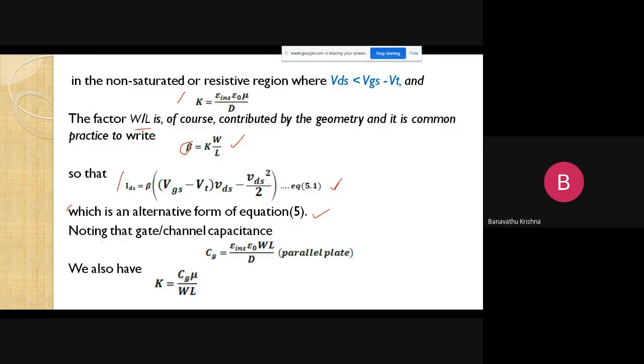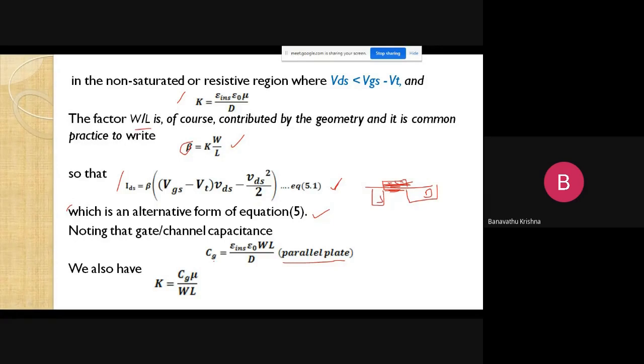Now, another point: the gate to channel capacitance is also available, because there are parallel plates. Here this is the polysilicon layer, which is the gate layer, and here the oxide. These two plates act as parallel plates of a capacitor, with the source and drain at the sides. We will calculate that also.